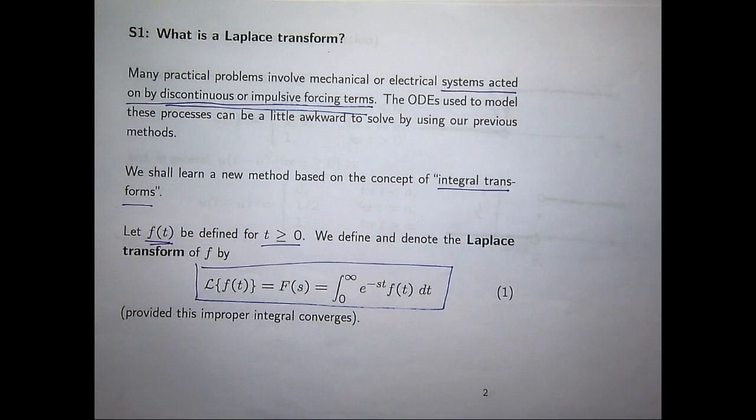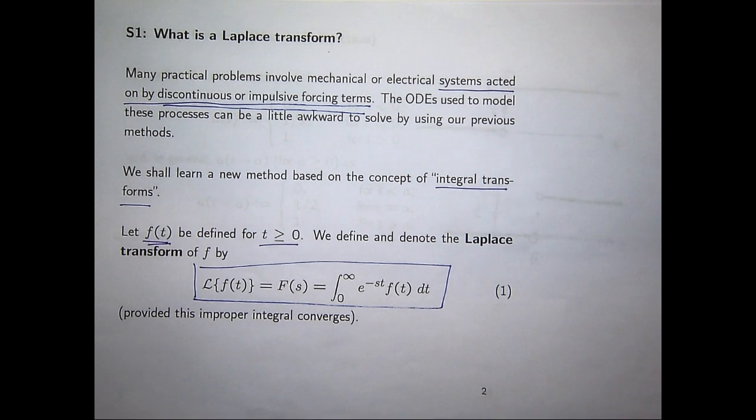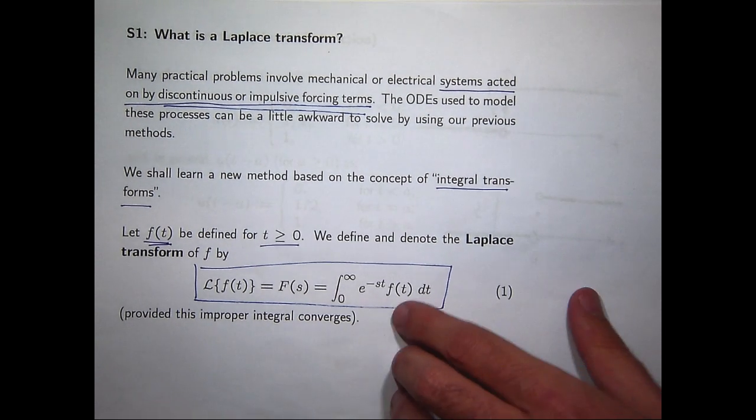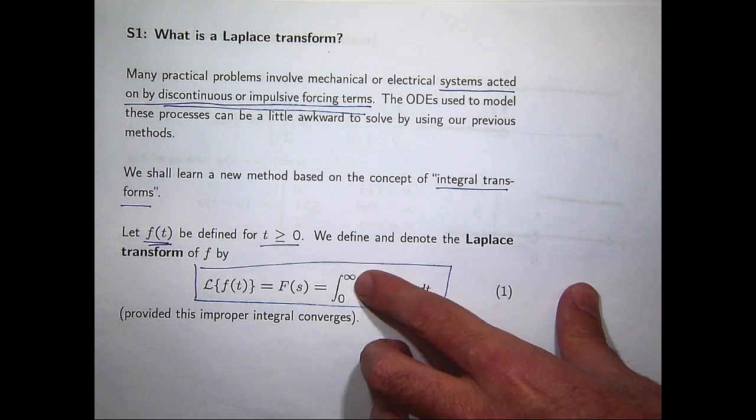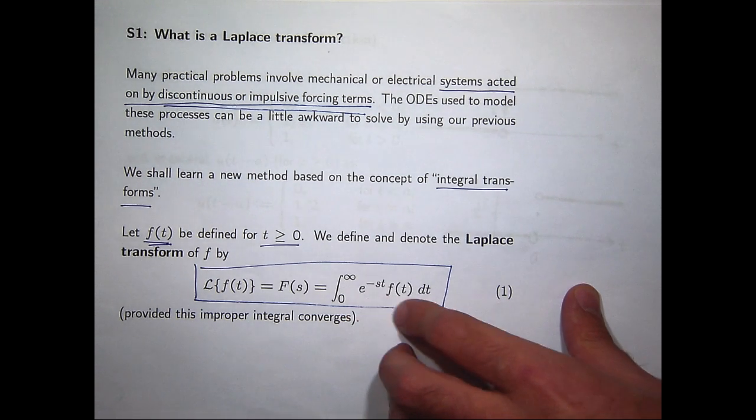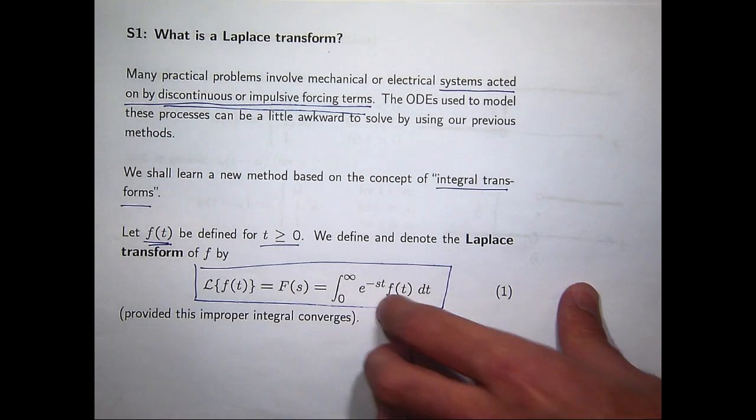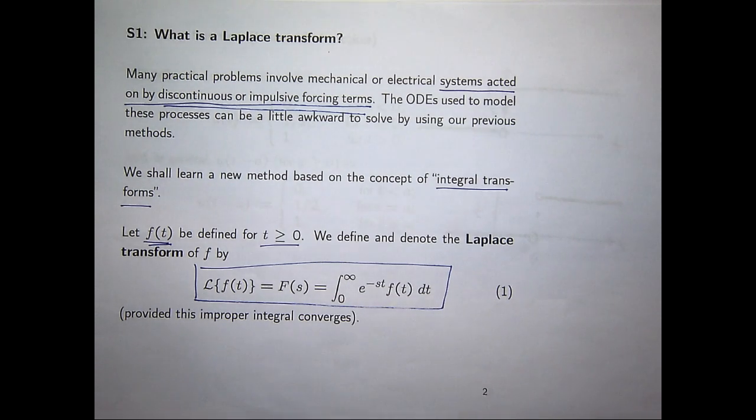So just to refresh our memory, the Laplace transform is an integral transform involving this multiplication with an exponential, and you form this improper integral. So everything here is a function of s. So this is the definition of a Laplace transform.